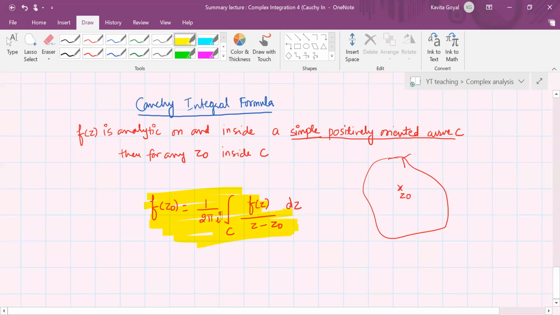Because we are doing the summary videos, we will not prove these things. But obviously in the detailed videos, we will prove everything. So here I'm just stating this formula, but I will tell you what is happening here.